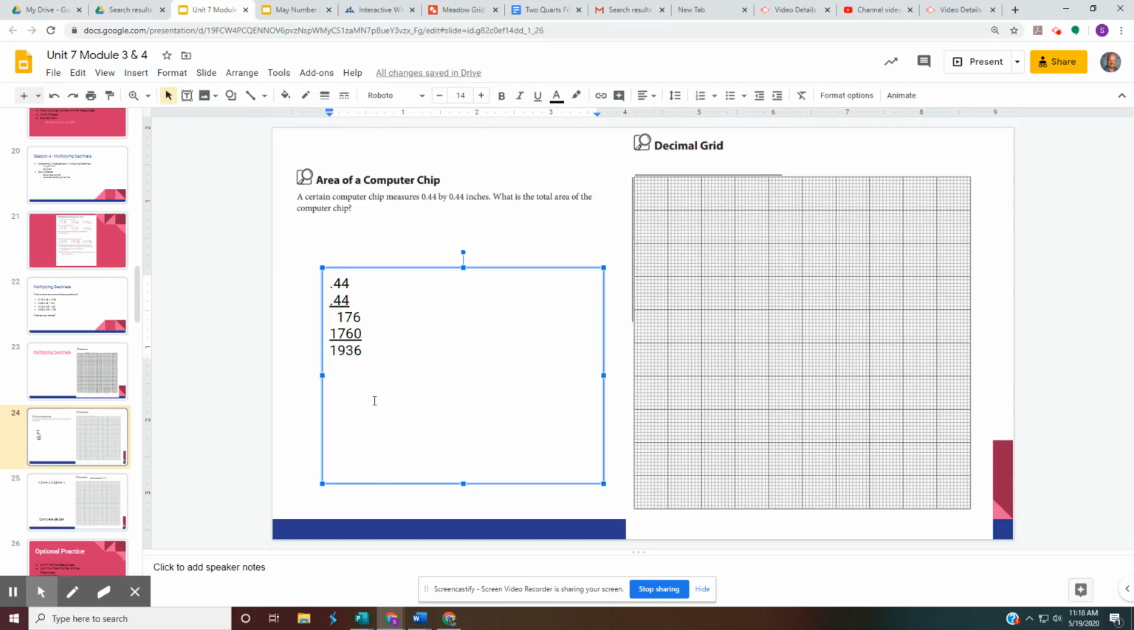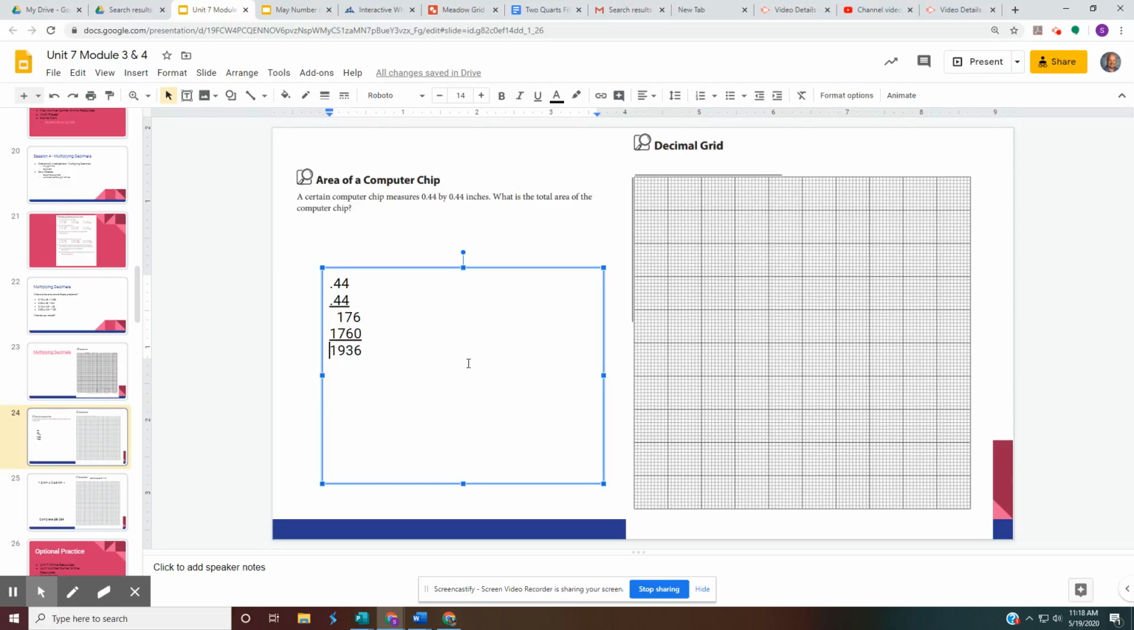1,936. No, remember when we're multiplying decimals, we do our normal multiplication problem, and then when we're all done, we insert the decimal. So how many numbers are behind the decimal here and here? Did you say 4? Right? 2 here and 2 here. So our answer has to be 4.